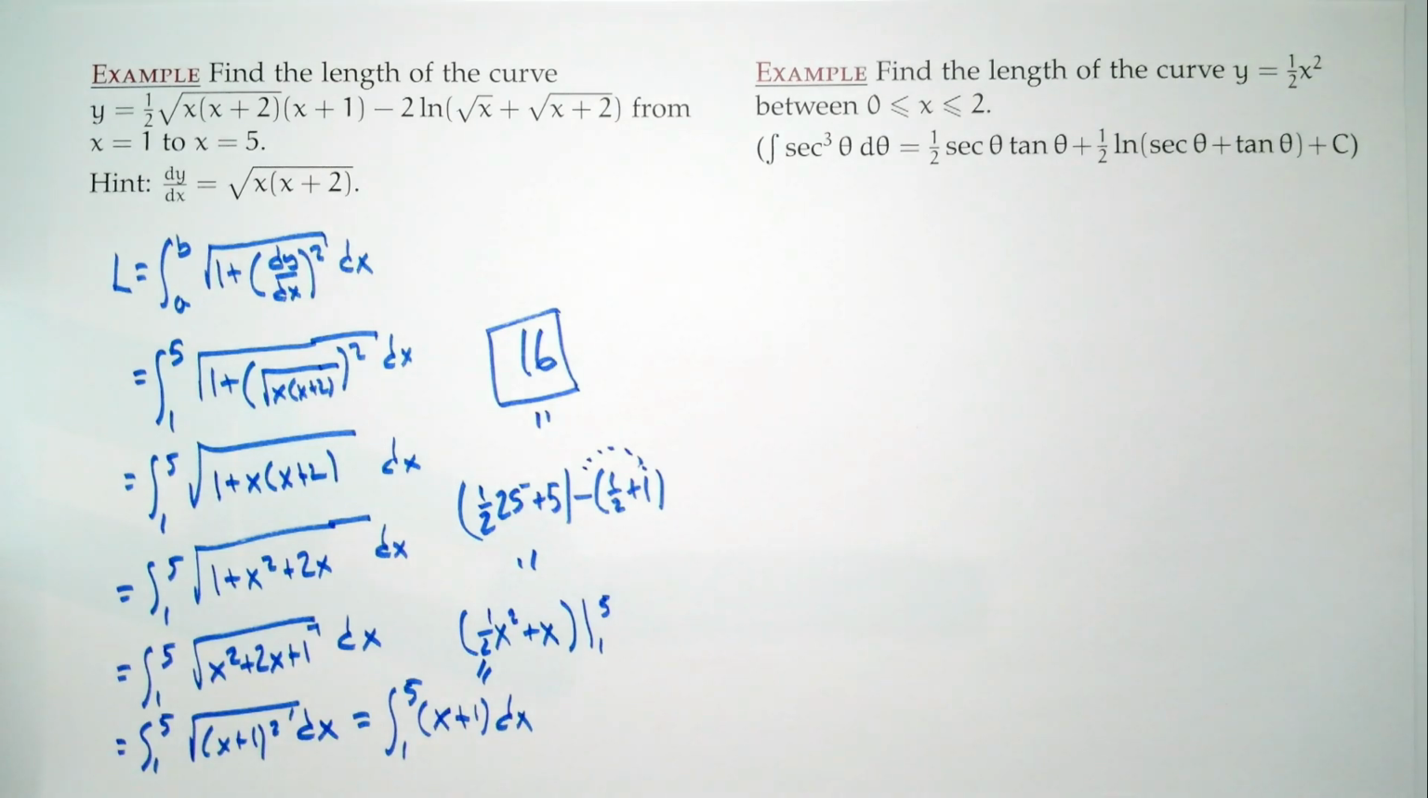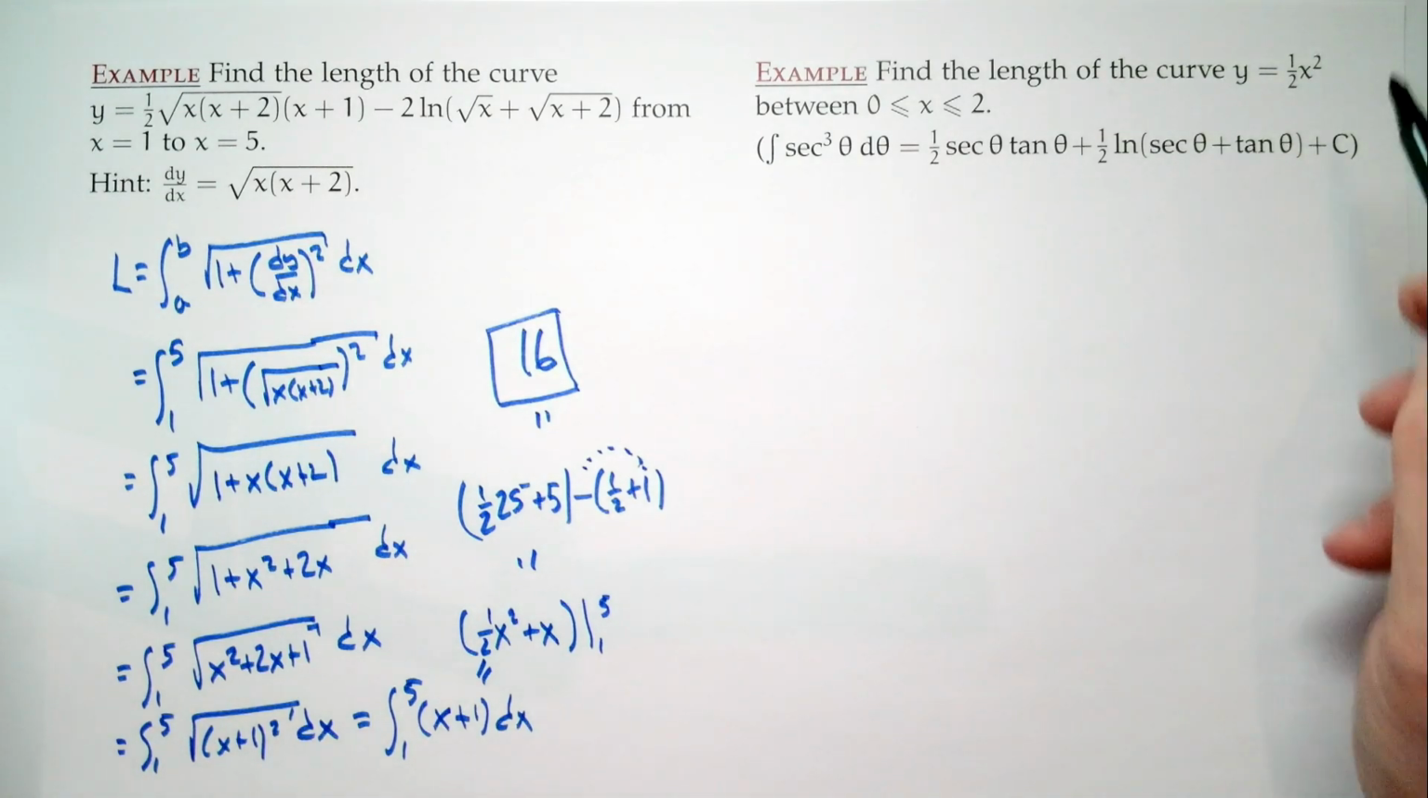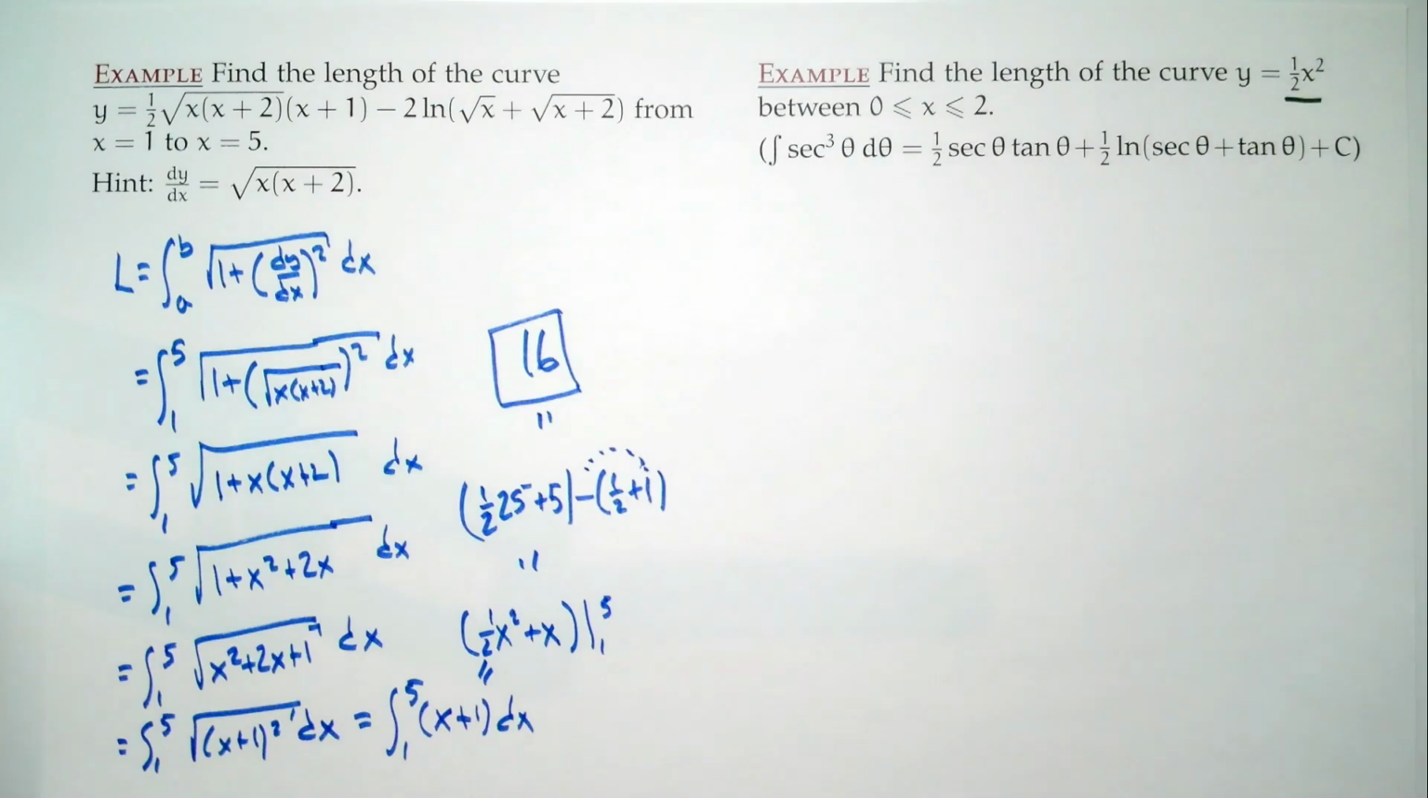Find the length of the curve y equals 1/2 x squared between 0 less than or equal to x less than or equal to 2. And then for no reason at all, it just casually mentions that the integral of secant cubed is this expression. I'm sure that's just a copy and paste error. I don't know why they would put that in there. Okay, well, let's begin. So, 1/2 x squared, this is nice. It's just a parabola. How hard could that be? And other famous last words.